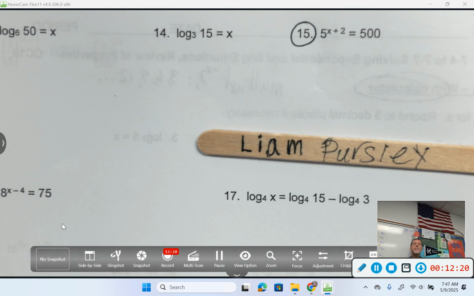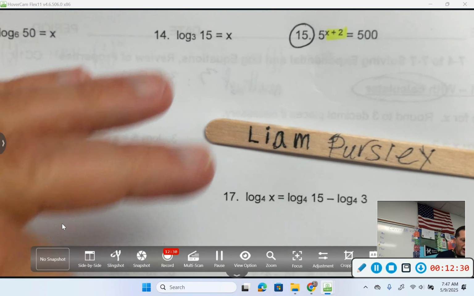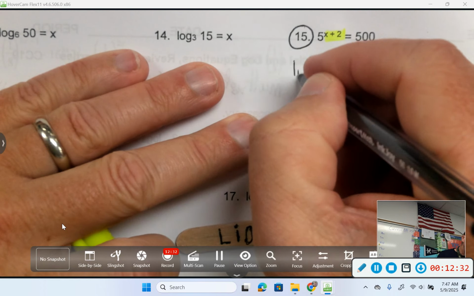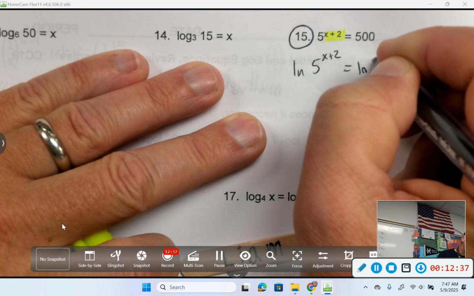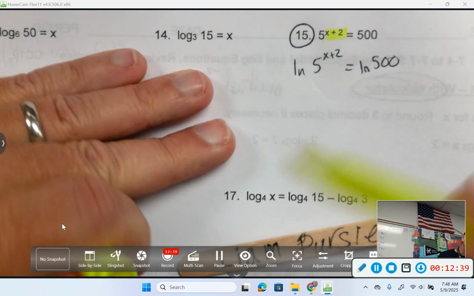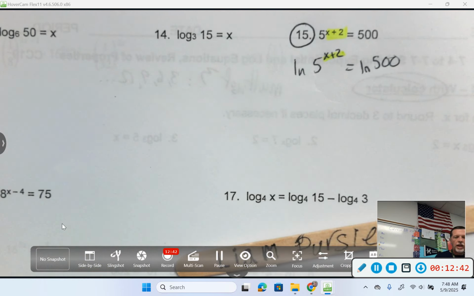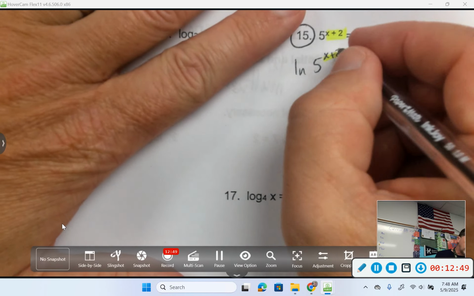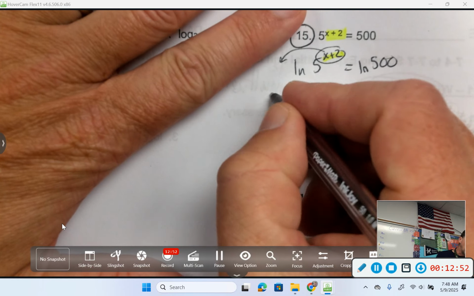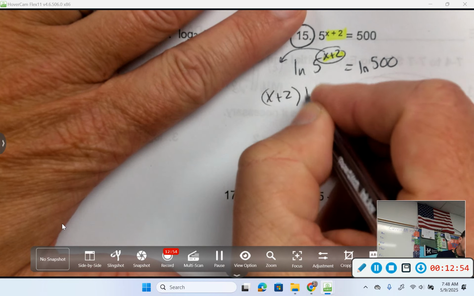I've got a variable in the exponent. I don't like a variable in the exponent because there's not much I can do with it there. I'd like to get that variable out of the exponent. So if I natural log both sides, then that exponent can come down front. Now this one's a little bit weirder, harder than the last one because it's not just an x, it's an x plus 2, but it's the same process. I just got to bring that whole x plus 2 chunk down to the front.